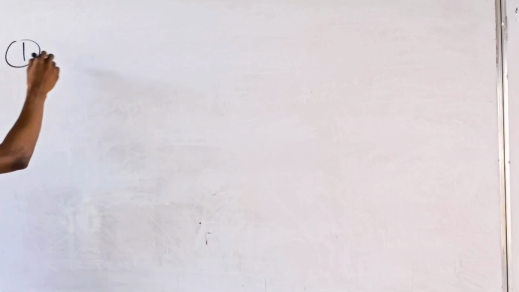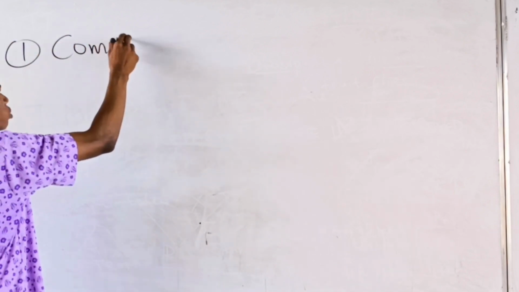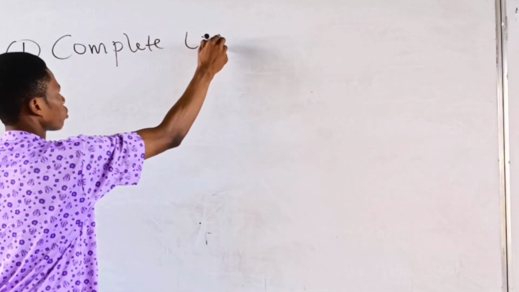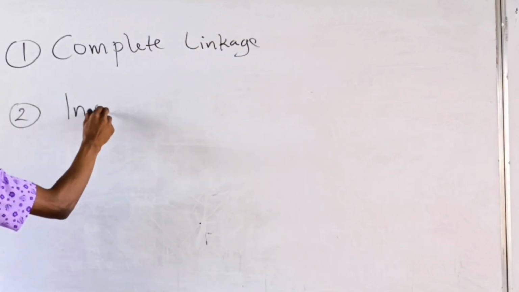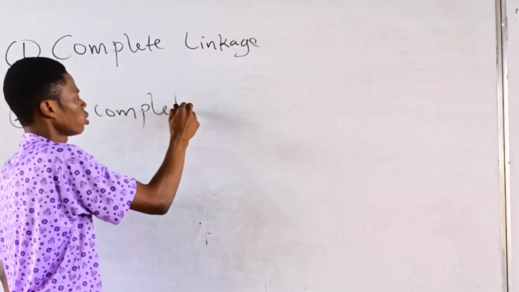Alright, now there are two types of linkages. Number one, we have the complete linkage. And number two, we have incomplete linkage. And please listen up.